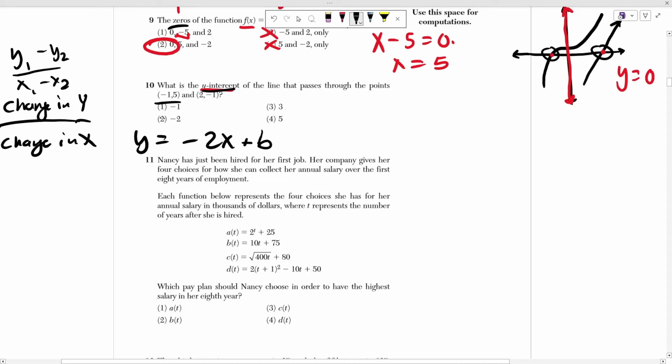So let's plug it in. We know that this point is my y, so I'm going to plug that in for y. I'm going to say that 5 is equal to negative 1 is my x, so negative 2 times negative 1 plus b. 5 is equal to negative 1 times negative 2 is equal to 2 plus b. That means that b has to equal 3 because 2 plus 3 is equal to 5, okay?